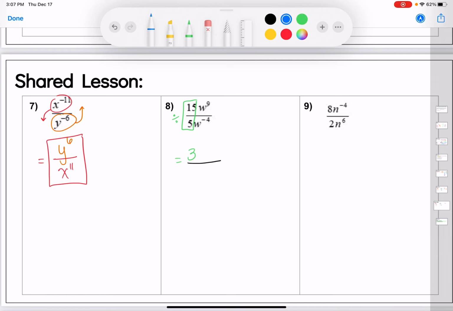Then I see, okay, I have a w to the negative 4th, so that needs to come up to the top as well. But the w to the 9th does not have a negative exponent, so it's going to stay put right there. But the w to the 4th is going to come up to the top with it. And there's nothing left on the bottom. So this looked like it was going to be a fraction, but there's nothing left on the bottom.